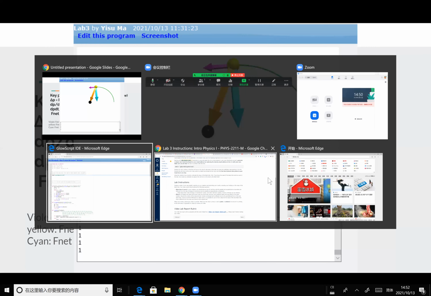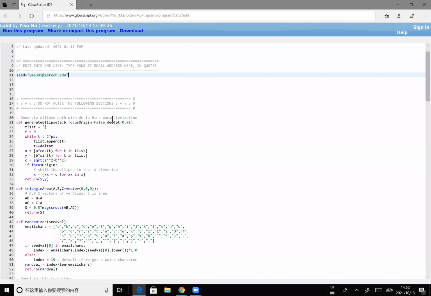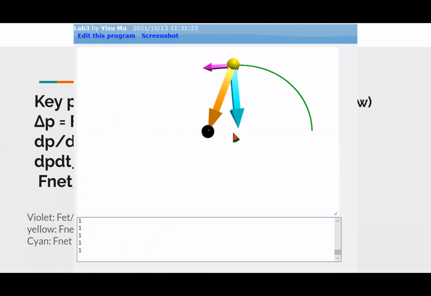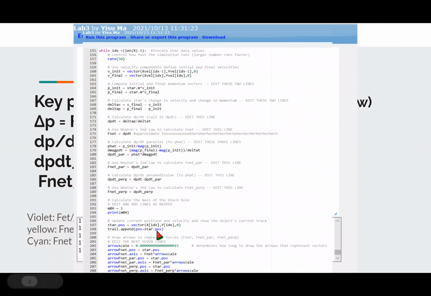While I am talking about this, let's go through the code. I changed the seed here to my email, and let's run the code first, and I will explain the details of my code. Here you can see what I changed in my code. I changed the dp dt, which is our delta p over delta t, and F net is equal to dp dt.